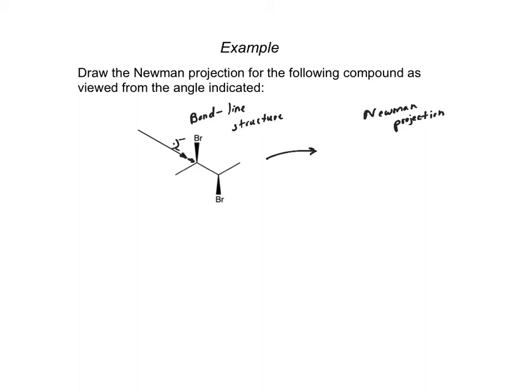So again, my first step here is looking at the carbons that we're looking down. Right now this is a 1, 2, 3, 4 carbon structure, right? Another way they could say this, if we numbered our carbons 1, 2, 3, 4, is to say draw the Newman projection looking down the C2 to C3 bond axis. That's another way they could state this. So if I'm looking down this bond, I'm going to represent that in my Newman projection via just a dot in the center.